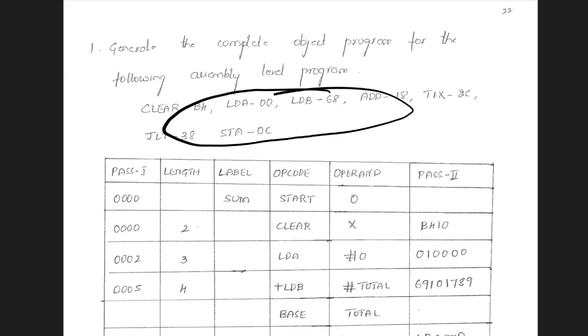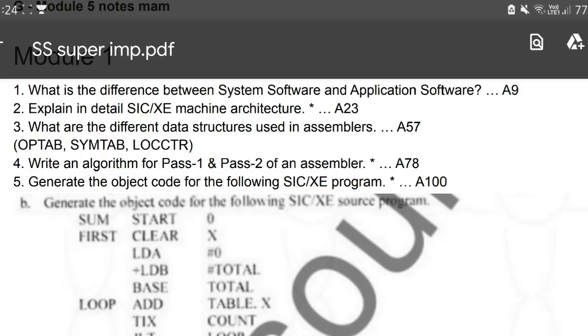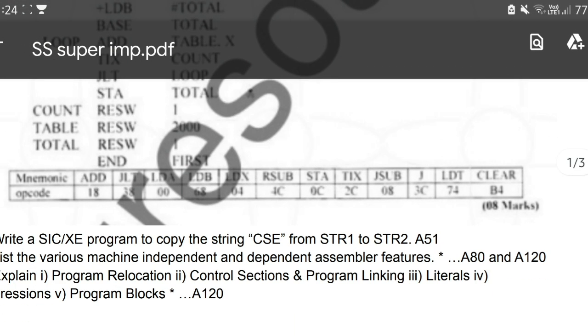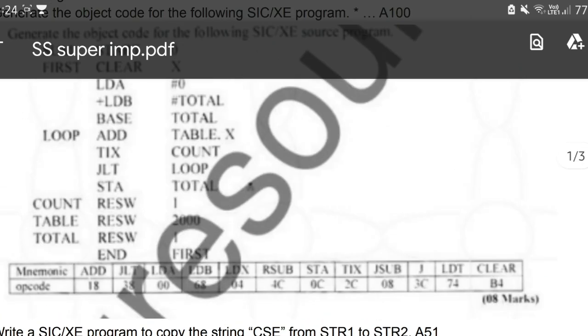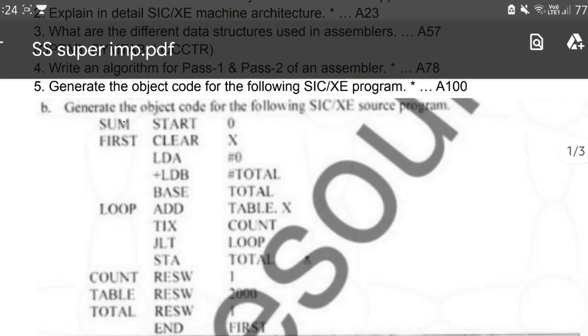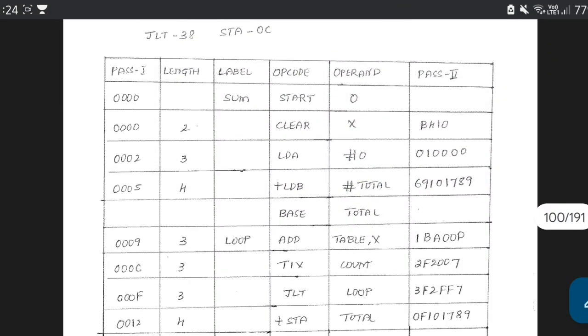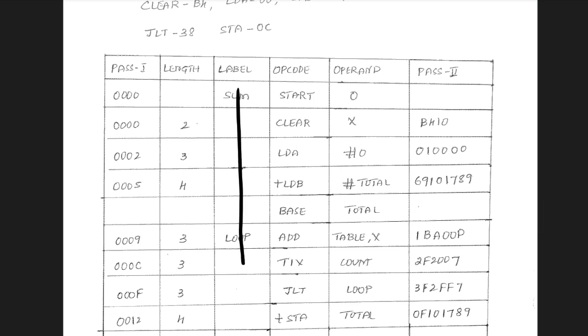Okay, where are these values present? If I show you the question paper, in the question paper these values are present at the bottom part. See, these are the things which they will give you. This is known as the mnemonic and the opcode table. Okay, here you will get these things, and 3 rows they will be giving you: SUM, START, 0. So you have to make a separate table and write these 3 rows: SUM, START, 0.